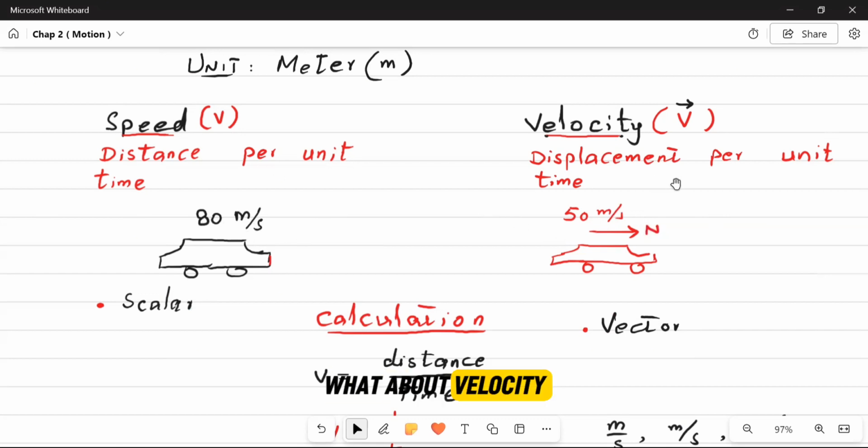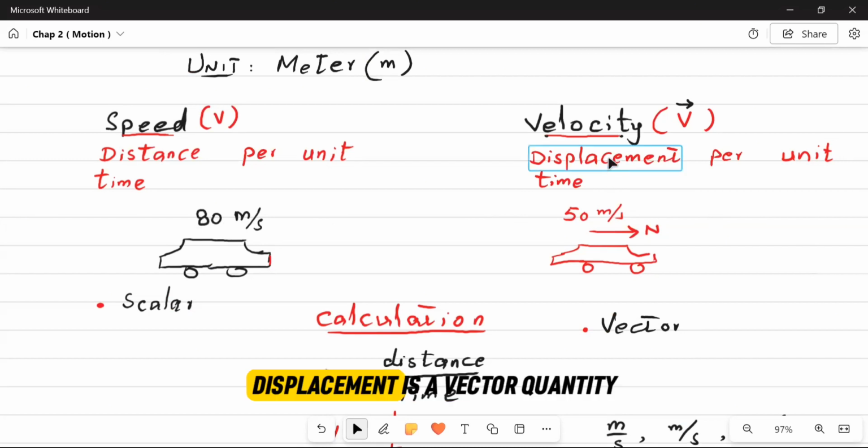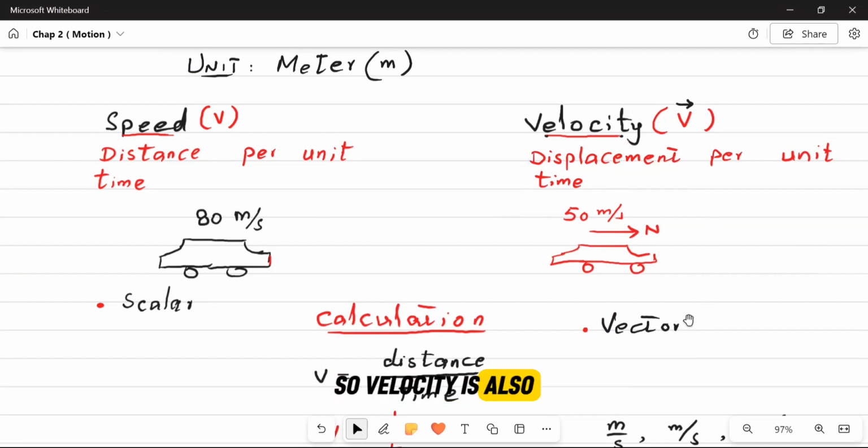What about velocity? Displacement per unit time, or you can explain it as the rate of change of displacement. Displacement is a vector quantity, so velocity is also a vector quantity. So this is an example of velocity: a car is moving with 50 meters per second speed towards the north. That is the direction. So velocity is a vector quantity. How can we calculate speed and velocity? The same formula, same unit. In physics, the quantities which have the same unit are the same quantities. So velocity and speed we can take as the same quantity.